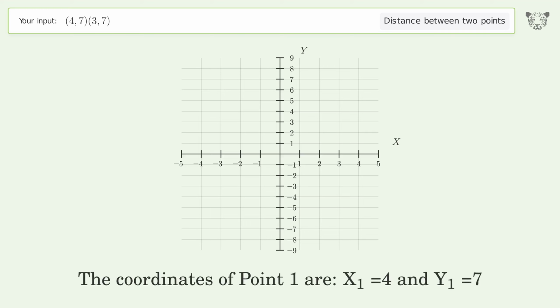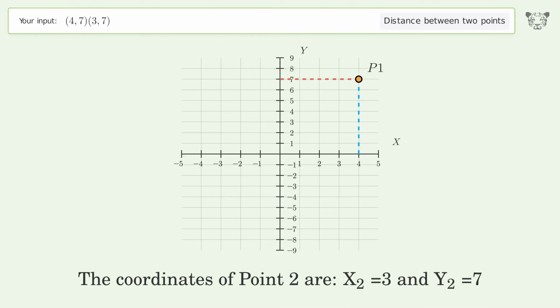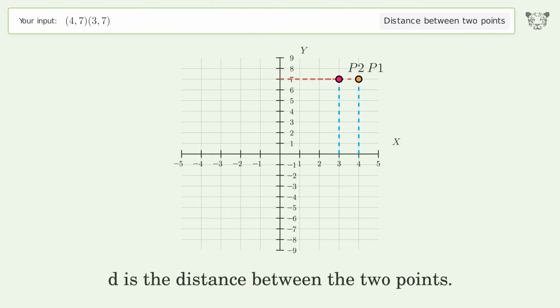The coordinates of point 1 are, x1 equals 4 and y1 equals 7. The coordinates of point 2 are, x2 equals 3 and y2 equals 7. D is the distance between the 2 points.